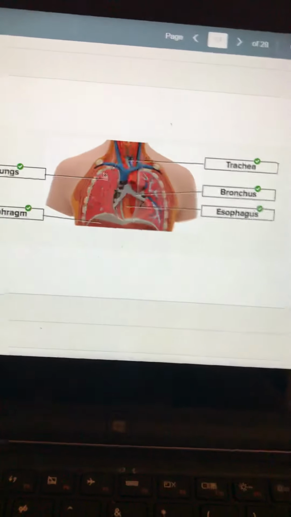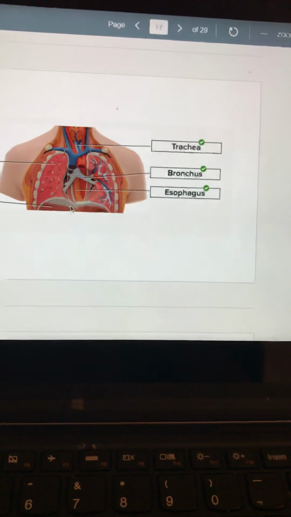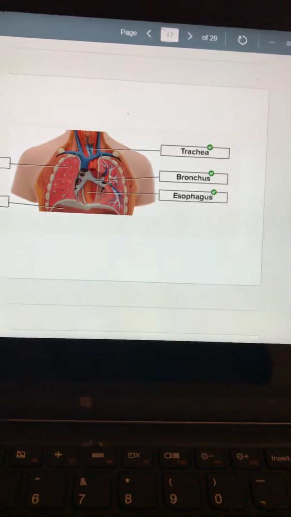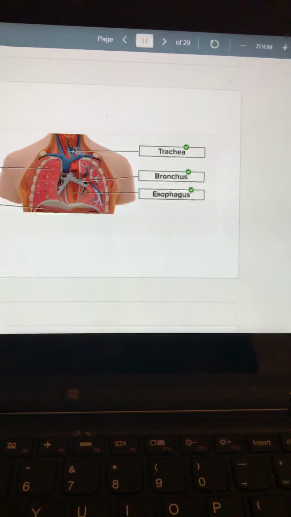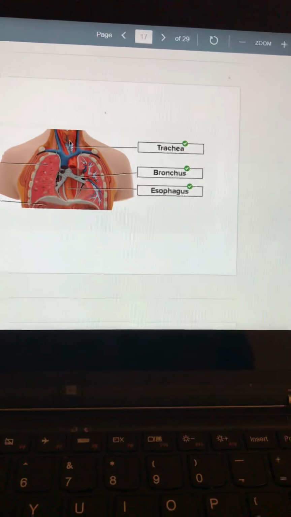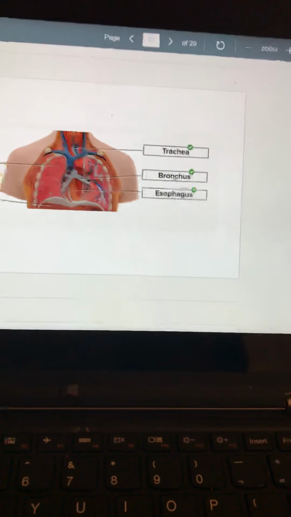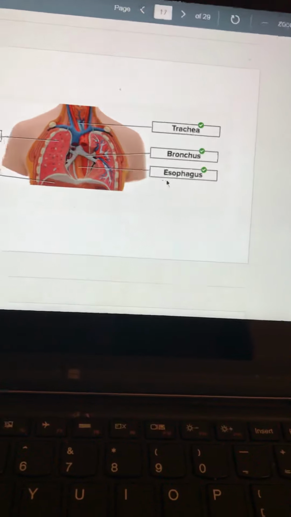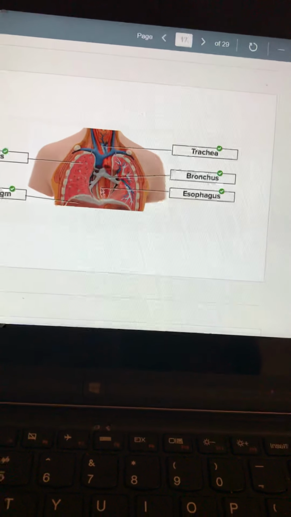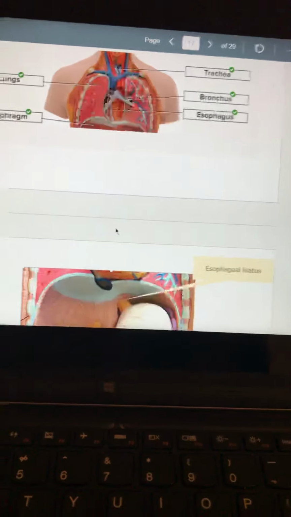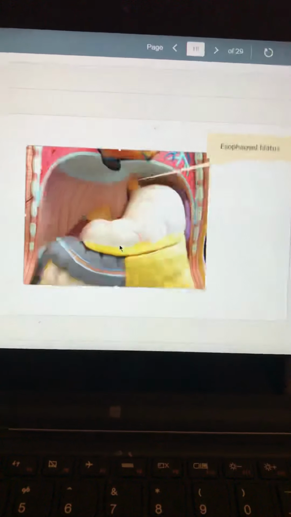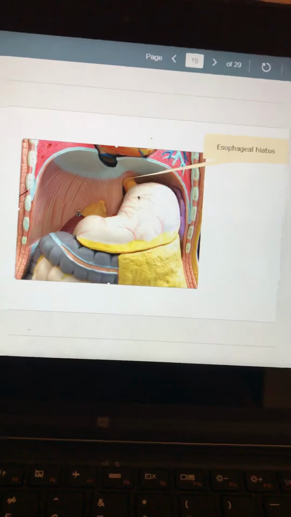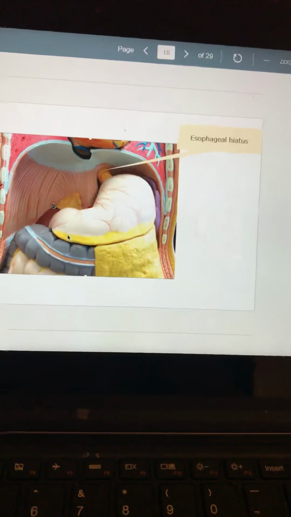Here we could see the lungs. Once again, the diaphragm right under the lung cavity area. Here, the trachea, almost close to the esophagus. The bronchus, which would be these tube-like structures. The esophagus, down here. Here we see a closer view of the esophageal hiatus, right here, connected.